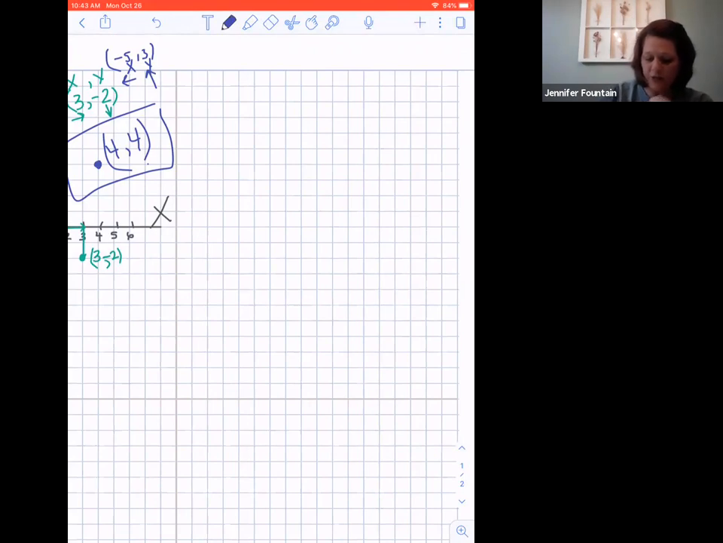And let's graph us another X and Y axis. So again, X goes side to side. I'm going to label it as X. Y goes up and down.